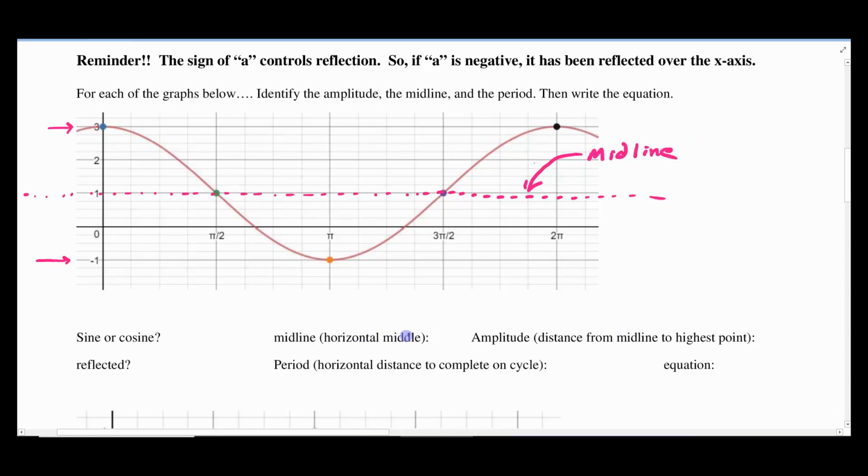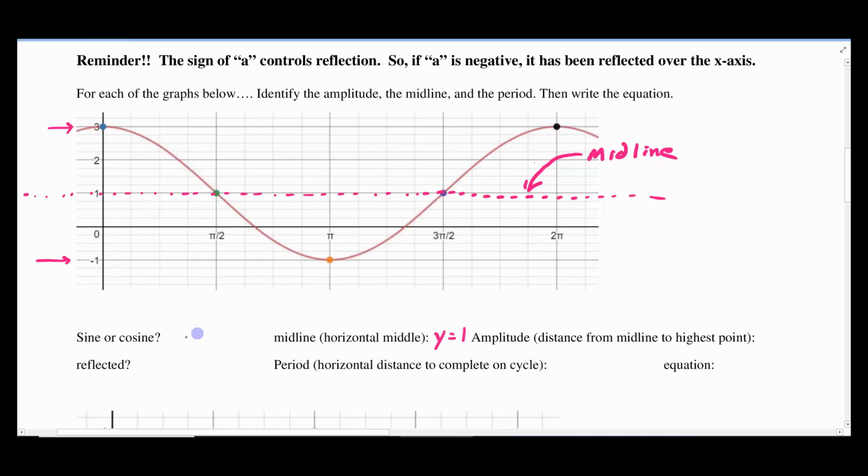Okay, and so we found that midline, and we're going to say that the midline is at y equals 1. All right, we always write the midline as an equation, and since we need an equation, the equation of a horizontal line is always y equals some number, and it's always where that line crosses the y-axis. So it's y equals 1 for the midline.